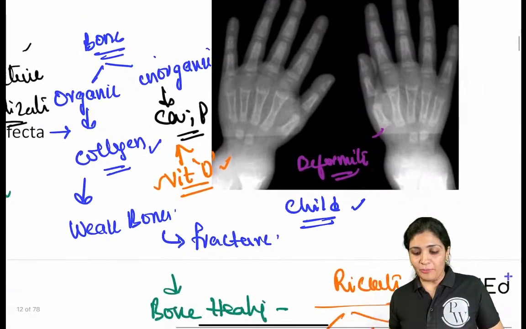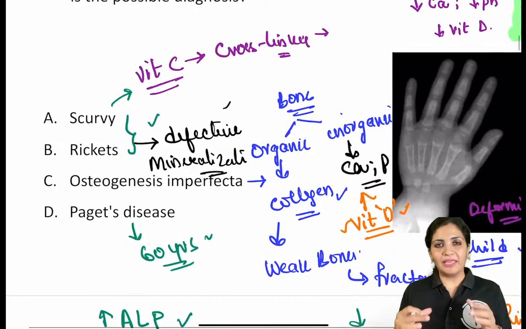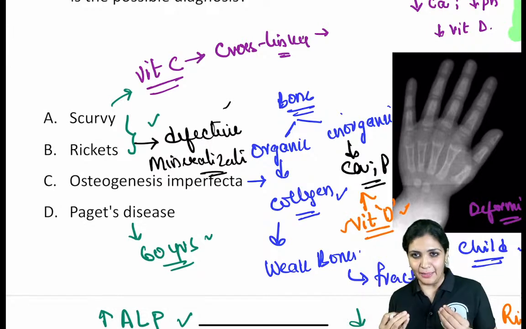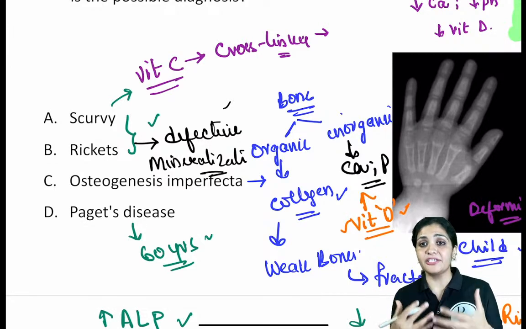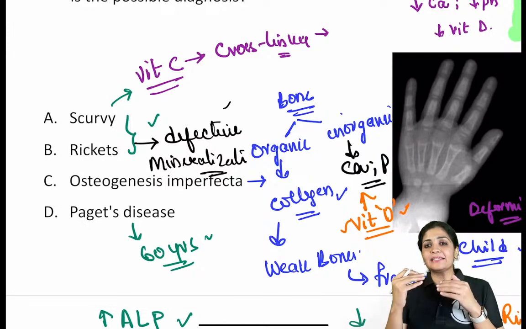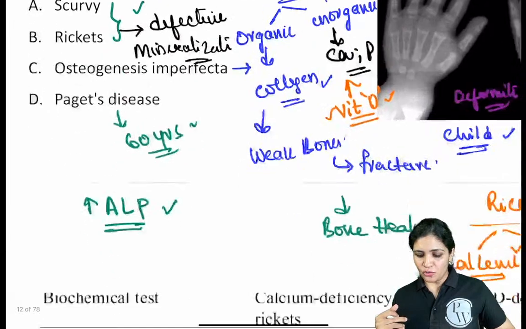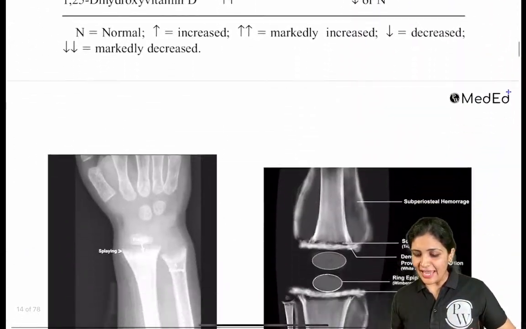Okay, and then what about your scurvy? In scurvy, there is a vitamin C deficiency. Again, there is a deformity which the patient presents with, but the classical thing is they present with bleeding gums. There are also subperiosteal hemorrhages in case of bone, and there are certain defects in your growth plate also. So you have to always be familiar with rickets and scurvy.